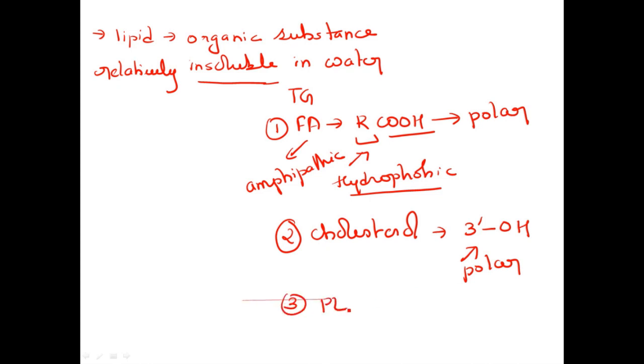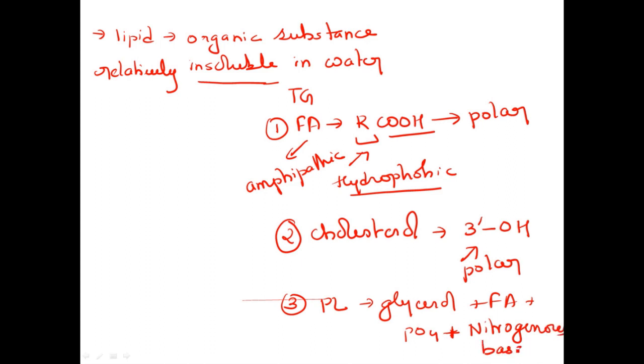Similarly, we have phospholipid that contains glycerol with fatty acid plus phosphate plus nitrogenous base. This phosphate and nitrogenous base are polar in nature, and this glycerol and fatty acid are non-polar in nature. Because of this, phospholipids are amphipathic in nature, and this amphipathic nature of the phospholipid helps in forming the lipid bilayer of the cell membrane.